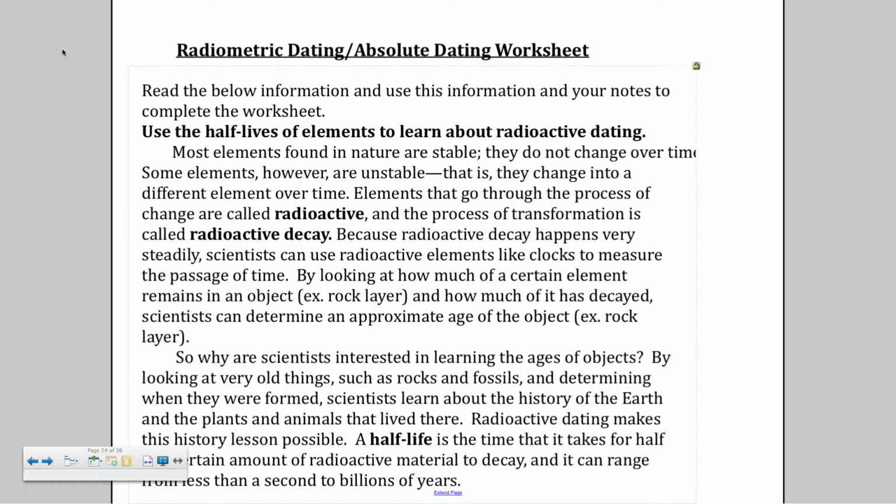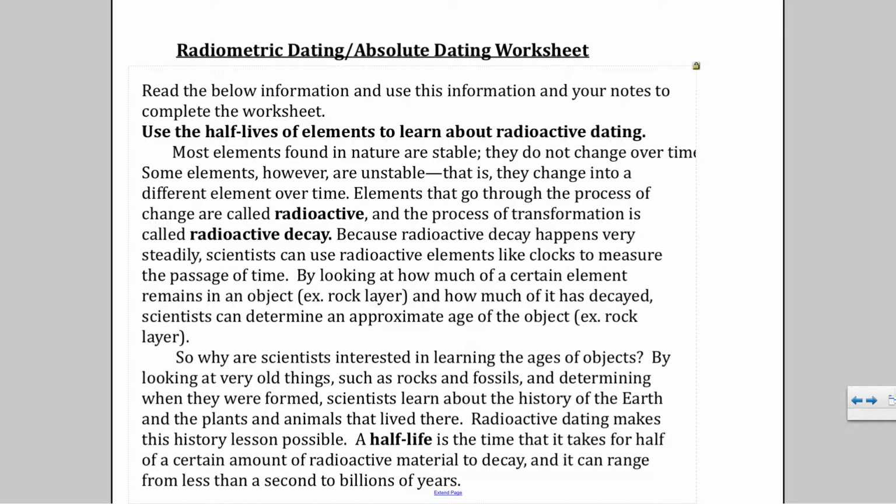Go, Christasia. Most elements found in nature are stable. They do not change over time. Some elements, however, are unstable. That is, they change into a different element over time. Elements that go through the process of change are called radioactive. And the process of transformation is called radioactive decay.